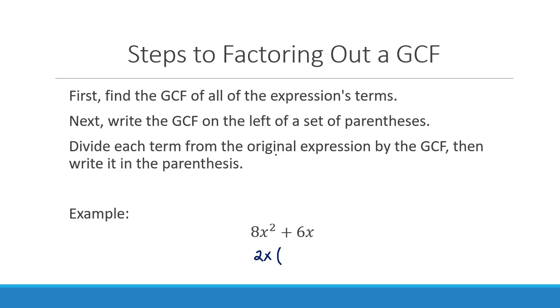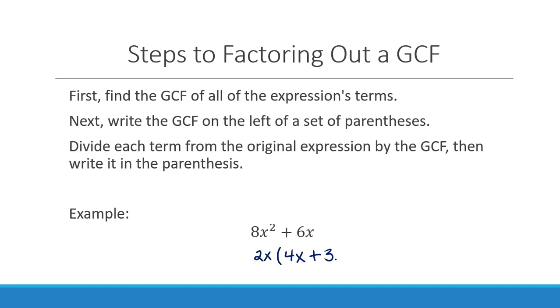And then it says divide each term from the original expression by the GCF. Essentially, it's the opposite of taking 2x and multiplying it. Here's the question I like to ask myself: 2x times what is going to bring me back to 8x squared? Well, 2 times 4 is what would give me 8. And then x times what would give me x squared? Well, x times x gives me x squared. I'm going to keep this sign the same as it was in the original problem. And then 2 times 3 is what gets me back to 6.